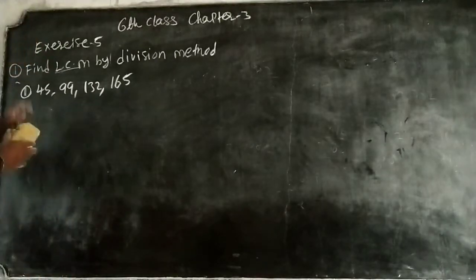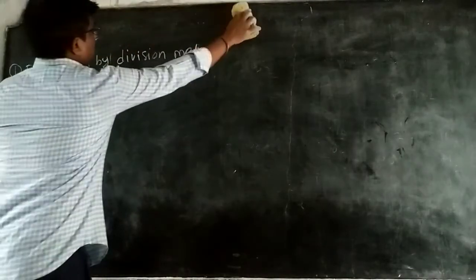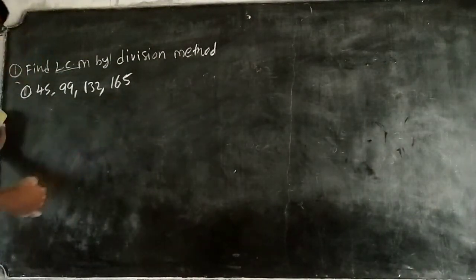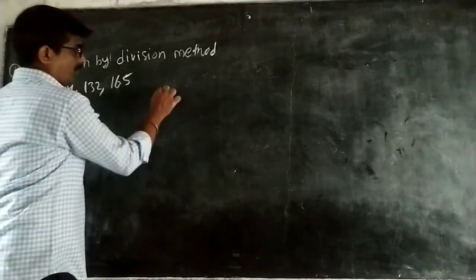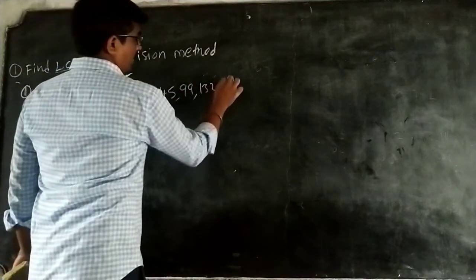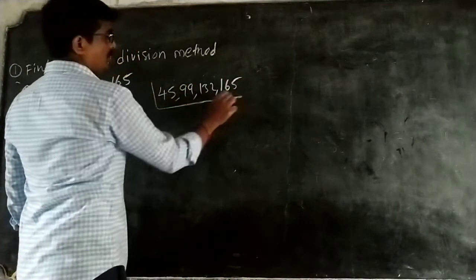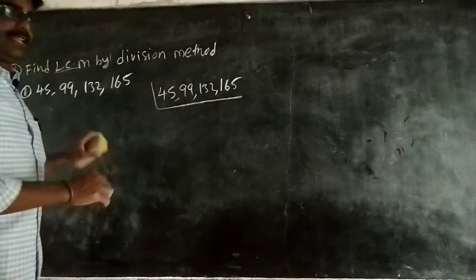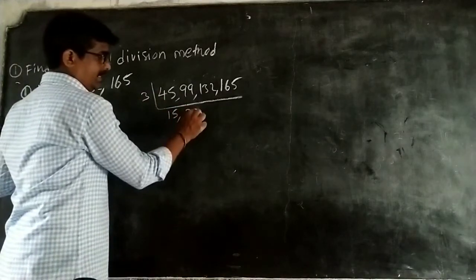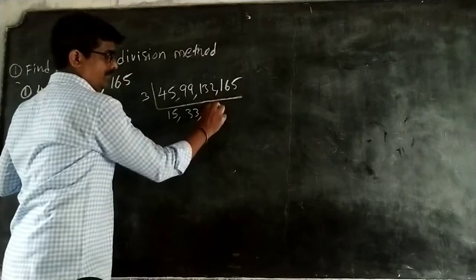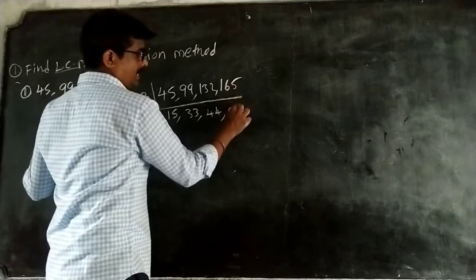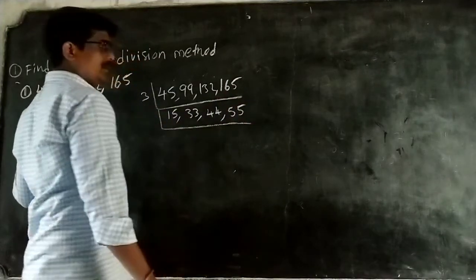Problem: find the LCM by the division method. It's the same as that one, but you find the factorization by the division method. So 45, 99, 132, 165. This is divisible by 3, which is very easy. 45 divided by 3 is 15, 99 is 33, 132 is 44, 165 is 55. Okay, right.